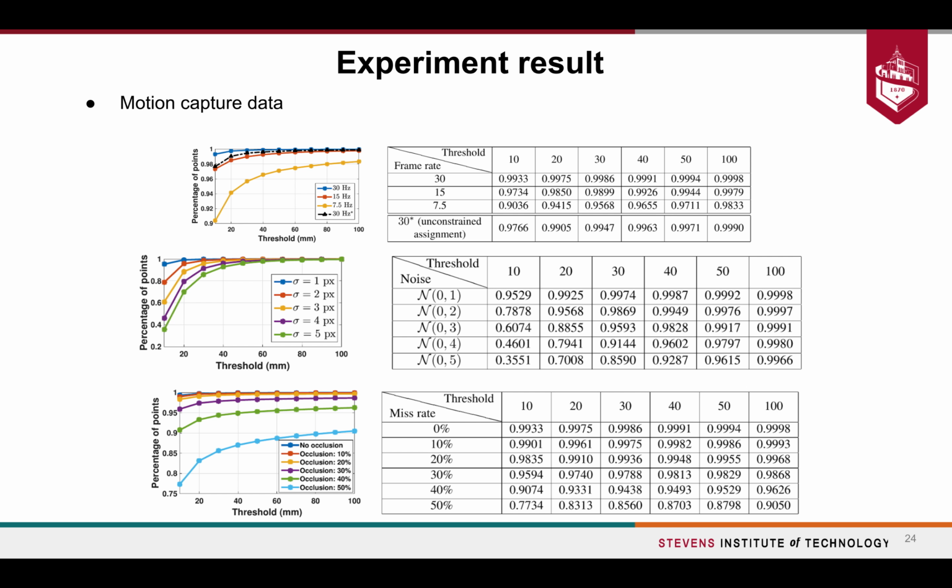And this is some experiments based on the motion capture data. He tries different conditions, like low frame rate, added Gaussian noise, and different percentages of missing points. In this graph, he represents the percentage of points under some error threshold, like here is the percentage of points with reconstruction error under 20 millimeters.